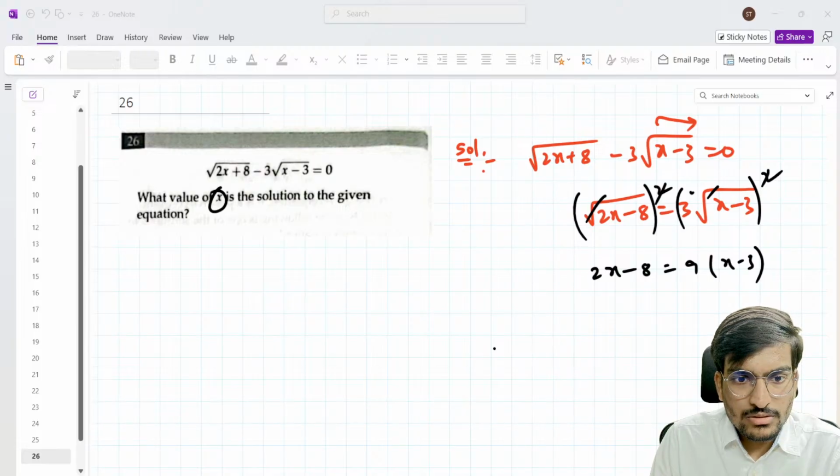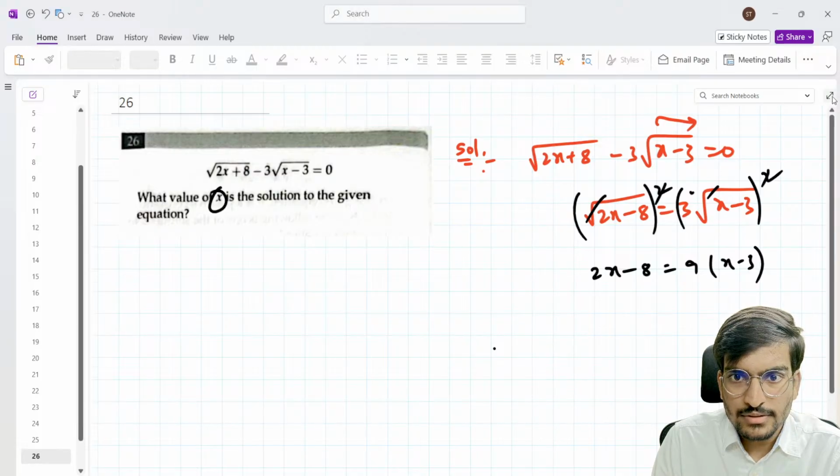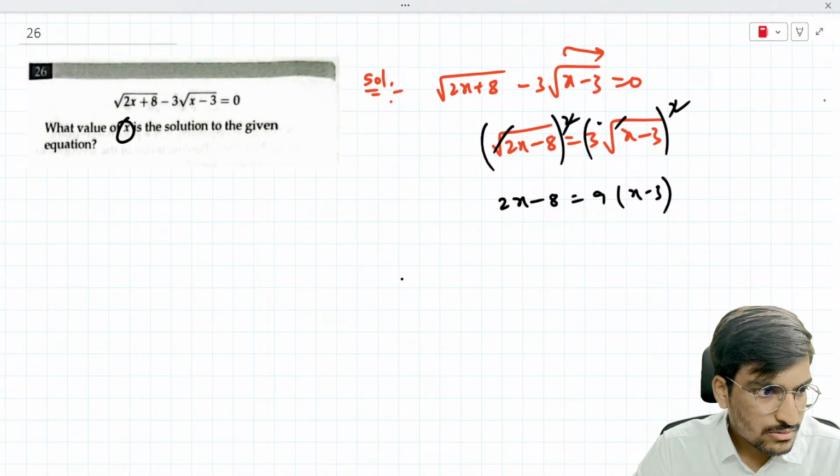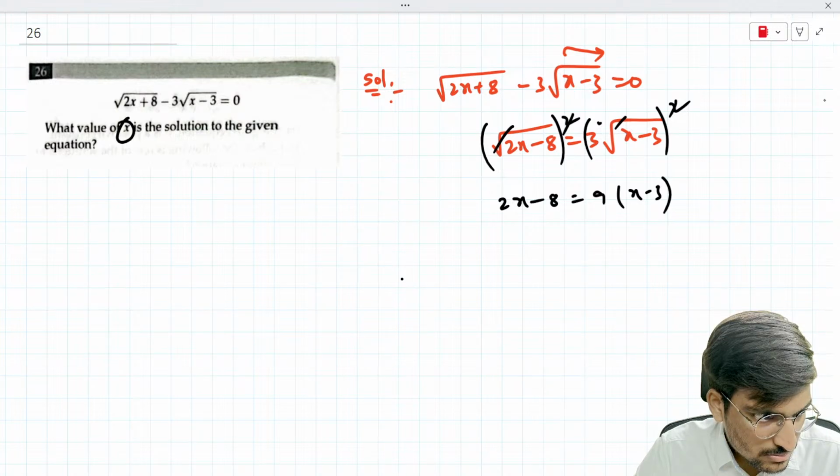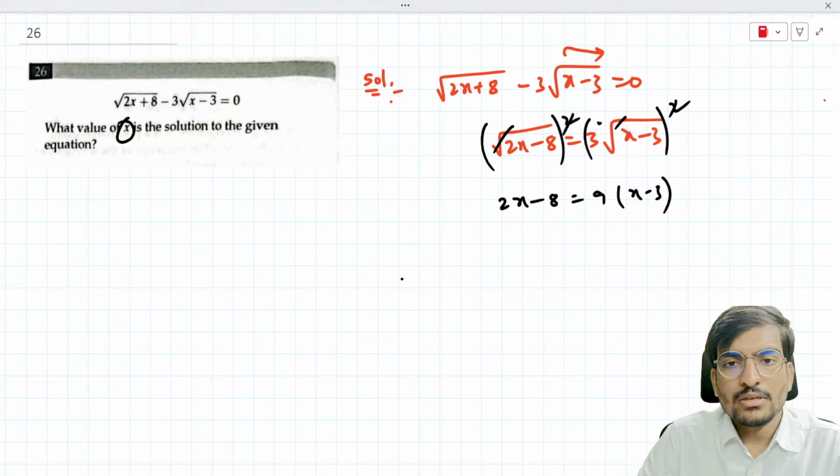I think it is good now. Yeah, signal strength is fine. Yes.